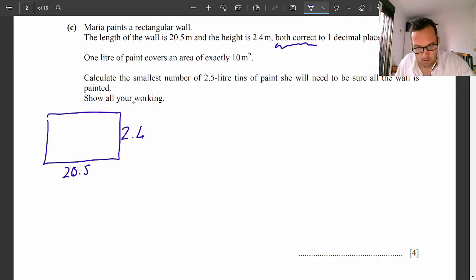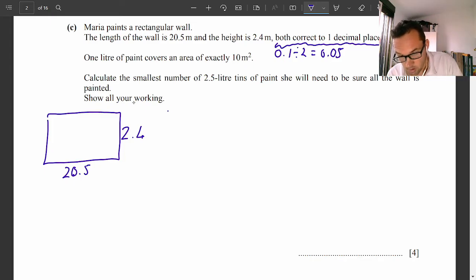This is important. Okay, the moment you read that correct to one decimal place, it means we're working with bounds. It means that 20.5 and 2.4 meters have been rounded. Now, correct to one decimal place. The best method here is to take the value that has been corrected to, which in this case is one decimal place, which means 0.1, and divide by 2, which gives us 0.05. We now need to work out bounds. I'm going to work out everything so everything is clear.